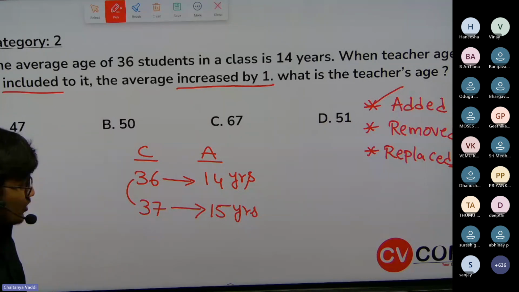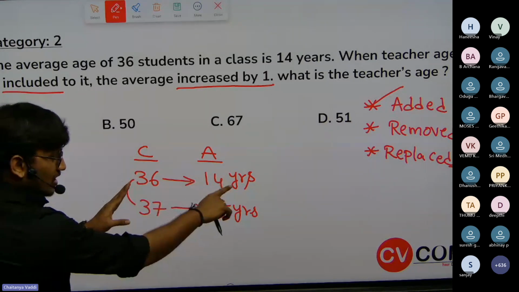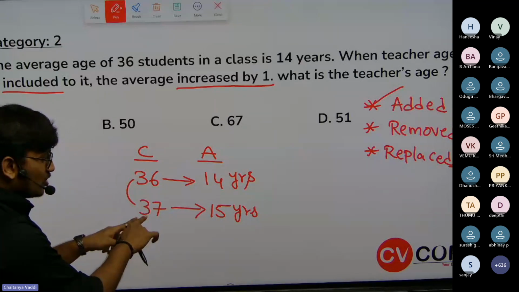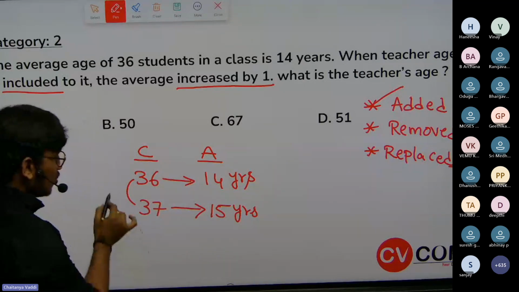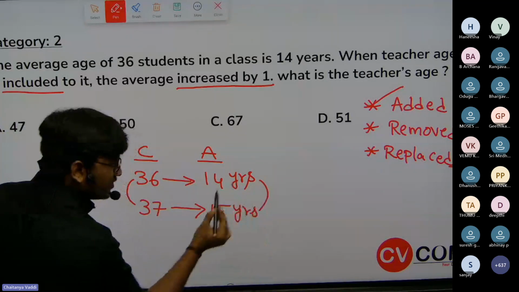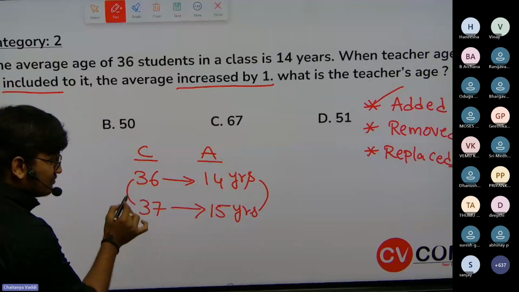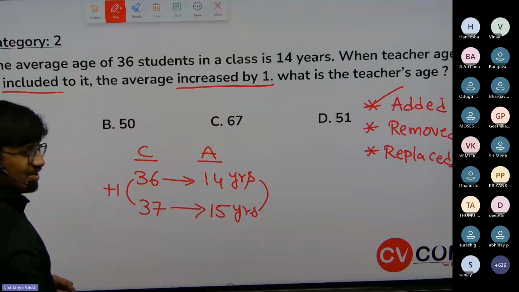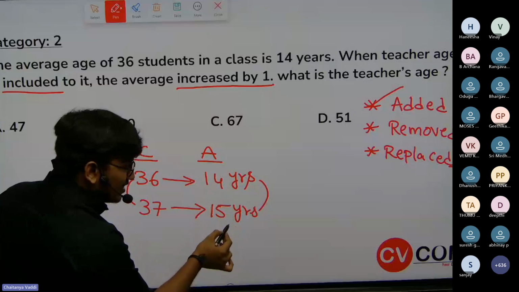What you need to do is very simple. We have taken the count and average. After the person was added, the count increased, and we have taken the new average. So take the difference of both sides. Here 36 becomes 37, so one person got added. And here 14 years increased to 15 years.